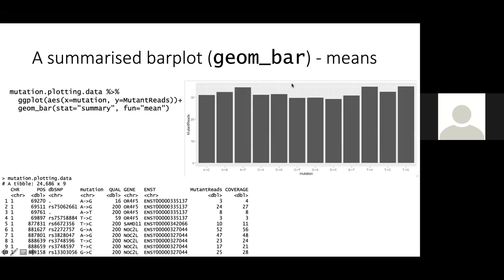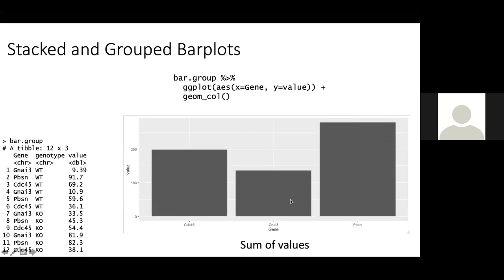So the same thing, you see, we change the means. We use summary, we use mutations. Now we key in the y-axis, mutant reads, and then we use it with a kind of summary and mean. So it gives us those values.